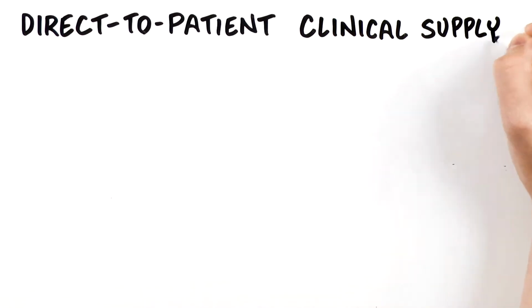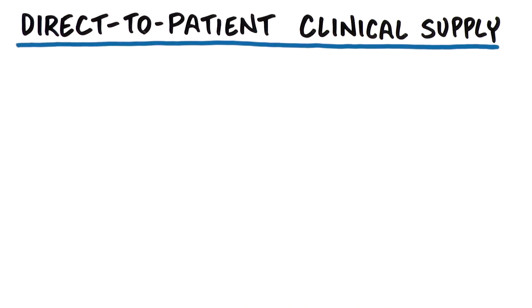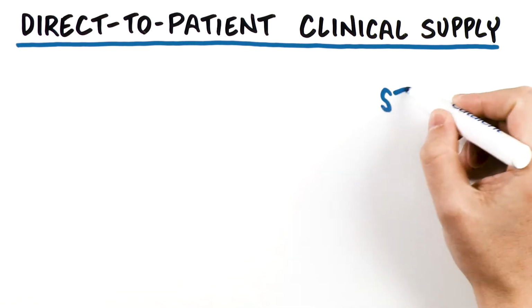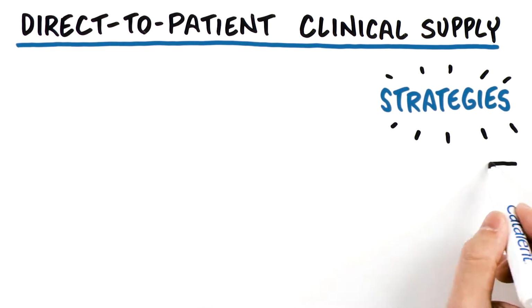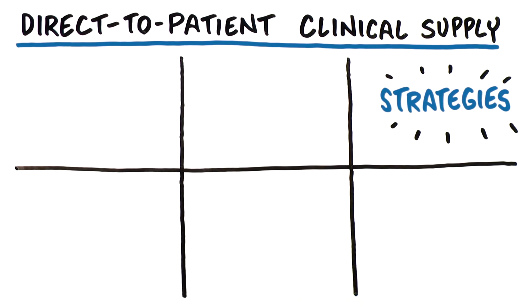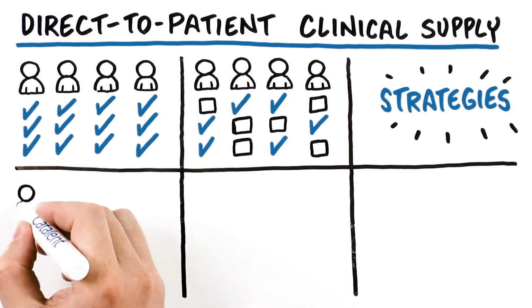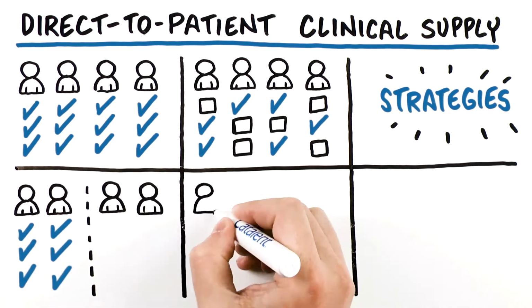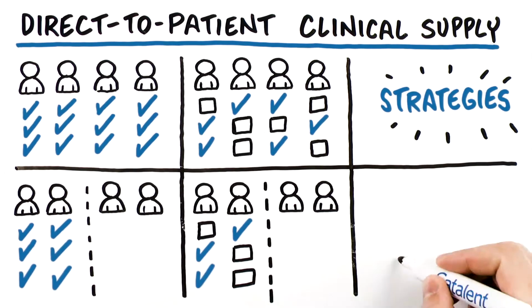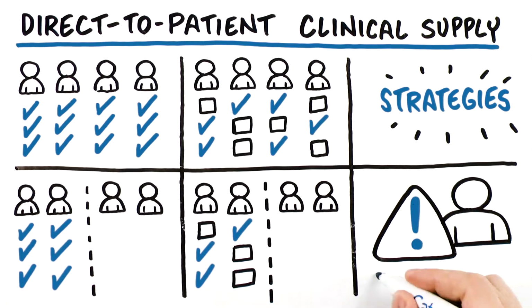Direct-to-patient clinical supply can be aligned with the needs of the study and its patients in mind. Possible strategies include using direct-to-patient distribution for all patients all of the time, all patients some of the time, some patients all of the time, some patients some of the time, or on an emergency or case-by-case basis only.